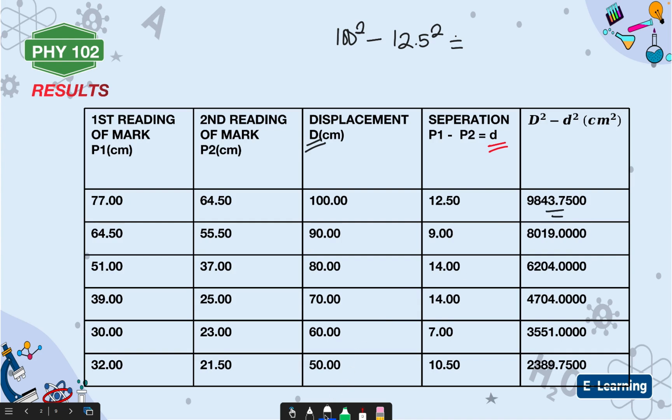Now for the second one, it's still the same approach. You have 90 squared and then 9 squared. When you subtract them, whatever value it gives to you is what you have here. The third, this 80 squared minus 14 squared. Whatever value it gives to you is what you have here. Is that understood? So that is how to fill in your table.